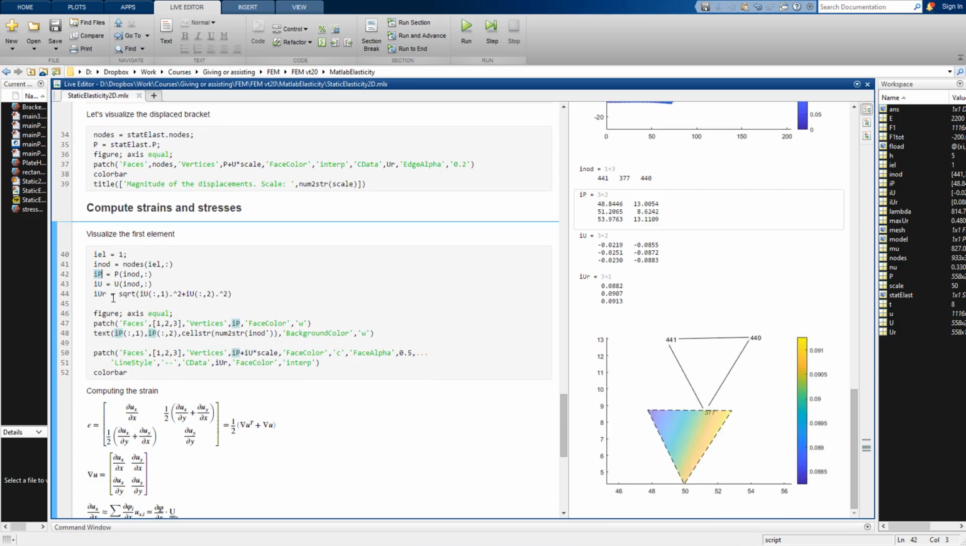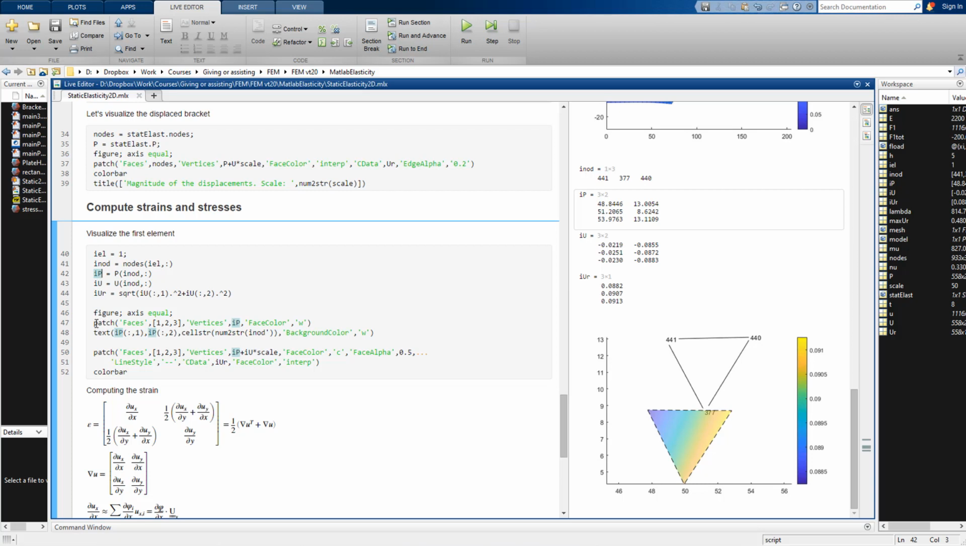In the same way, U, which we created earlier in the last session, contains all of the displacements divided into the first column, which contains the x displacements, and the second column, which contains the y displacements. So IU now contains all the displacements for this particular element. Then I'm taking the magnitude, or the resulting displacement here, and I want to plot this. So I want to plot the first element.